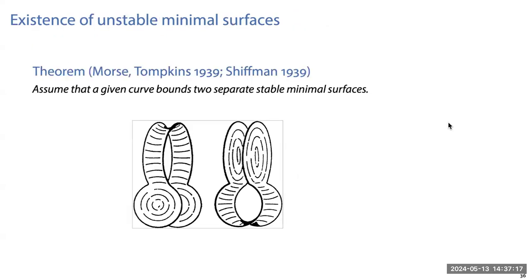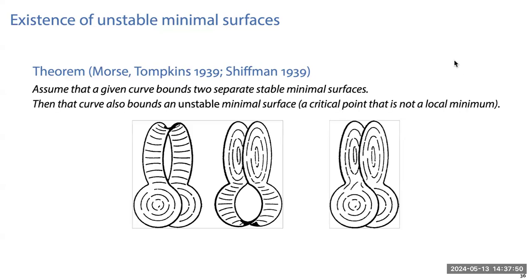There was a lot of impetus, and people wanted to show the following statement, which was shown by Morse and Tompkins in 39, and then almost simultaneously by Shiffman using different methods. And so that's a theorem that was proven using ideas from persistent homology. So the statement is, if you have two minimal surfaces that are within the same connected component in the energy functional, and they're both actually local minimizers of the surface energy, then there has to be a third one, which is a saddle point, right?